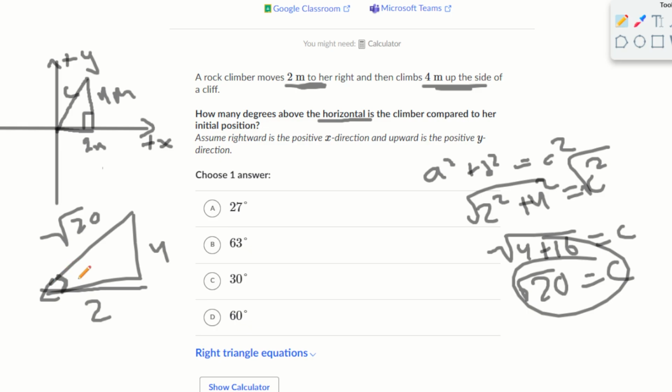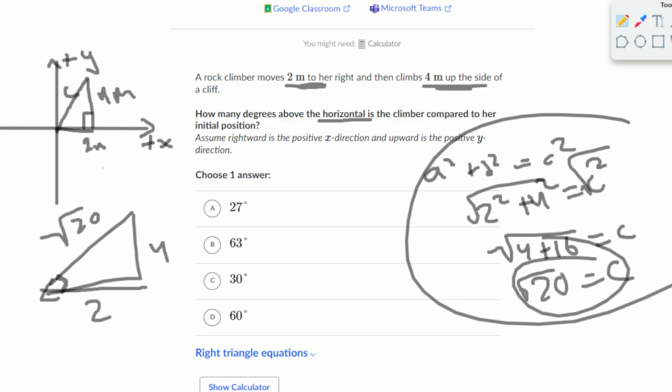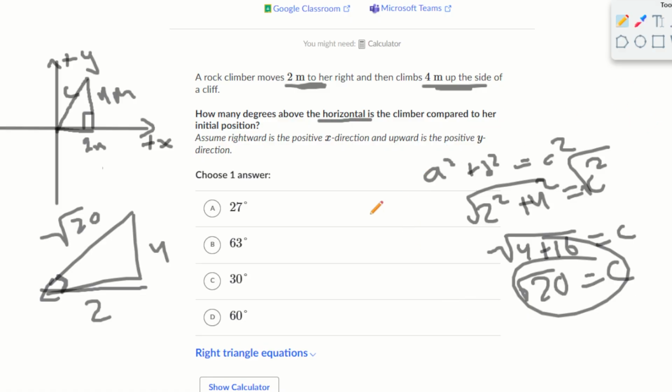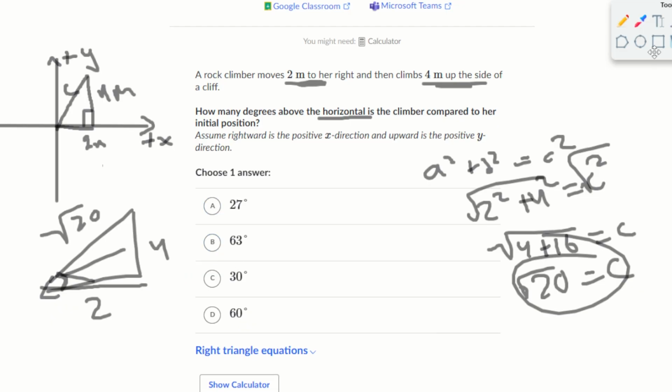To find this angle, we could use sine, which is opposite over hypotenuse, or we could use cosine, which is adjacent over hypotenuse, or we could have just avoided this whole process and used tangent, which is opposite over adjacent. No matter which way you do it, you'll get the same answer. Once you plug that into your calculator, you should get a value, and as I said, you can use any way you'd like.